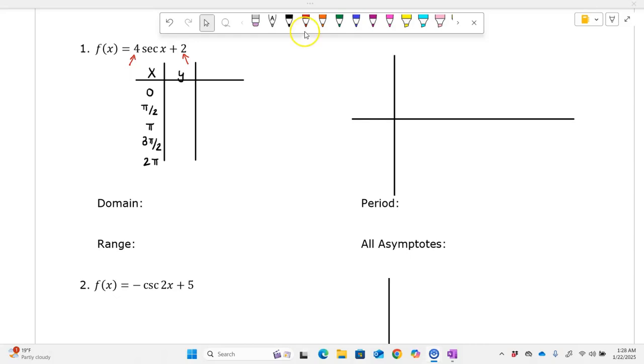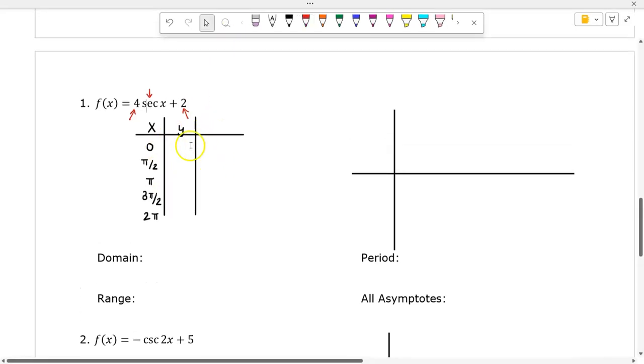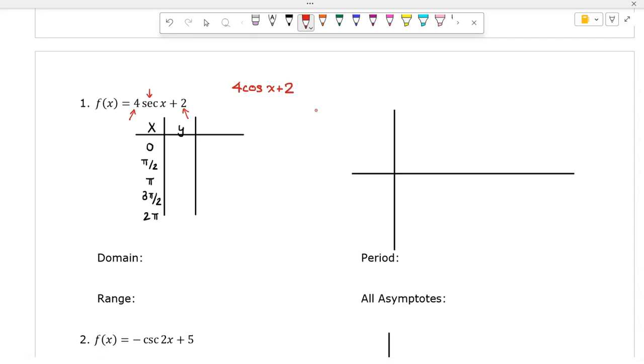Now, let's consider. I have what function here? I have secant. So that means what I'm going to be working with is cosine. So that's going to be the graph that I'm going to flip. I'm going to treat this entire table as if I'm looking at the equation of 4 cosine x plus 2. That's what I'm going to do. I'm going to do this because once I've got this, all I need to do is just flip it, and I've got the rest of my graph.